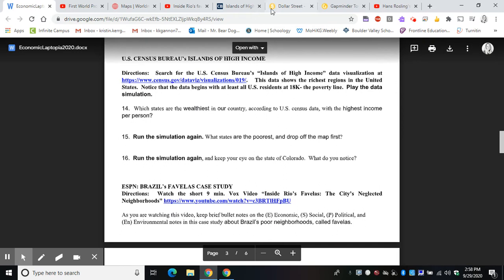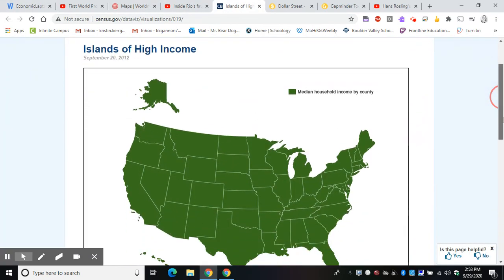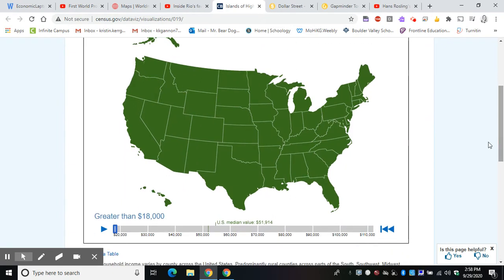Then the next gift that I've prepared for you is from the Census Bureau. And this is a simulation that you'll run that is looking at what are the wealthiest places of the United States. And right now, everybody here is showing 18,000, which is poverty line.